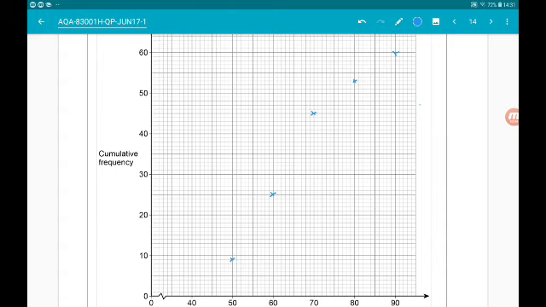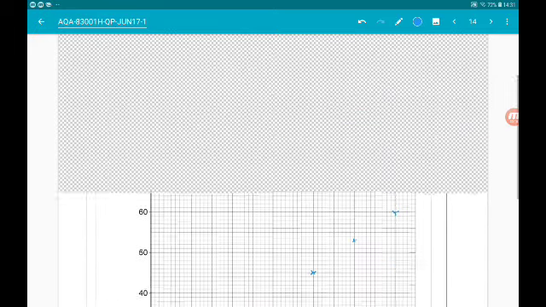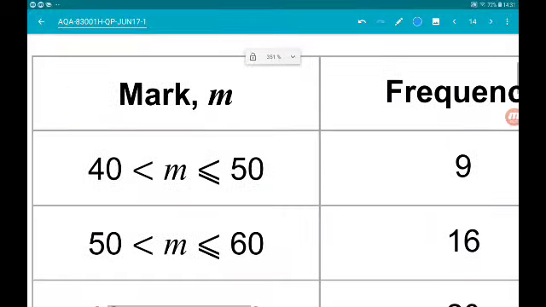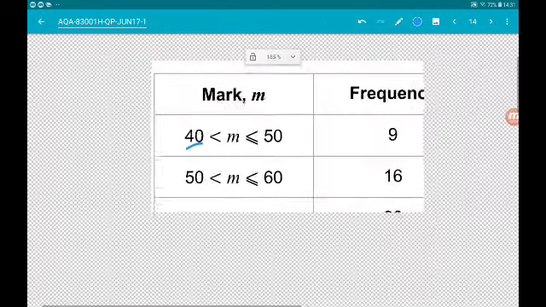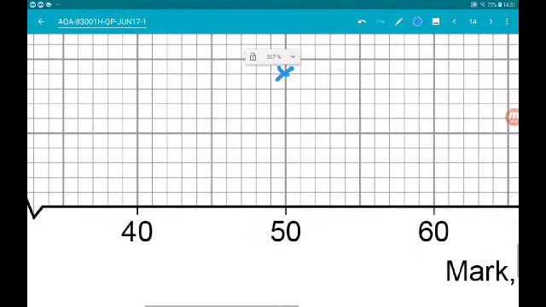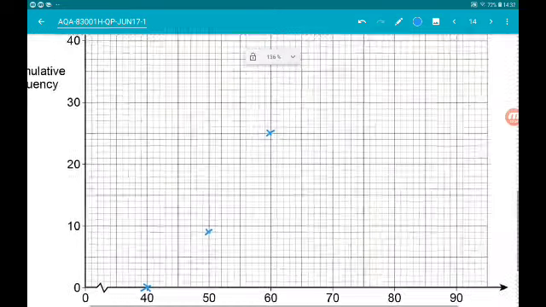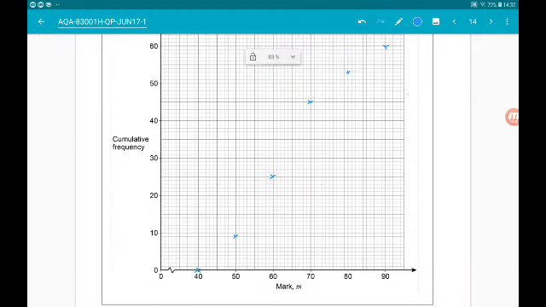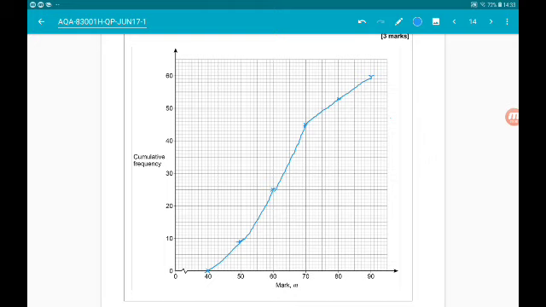Now, cumulative things in graphs are always like a stretched out S. So we now need to join these points together with a curved line, and it does matter where we come out from, because our lowest value, or our lowest interval, is 40. The graph comes out from 40. So we now join all of those points together in a little S shape. Okay, now we should get something that looks like that. Doesn't have to be perfect, but roughly like that, and we're golden.